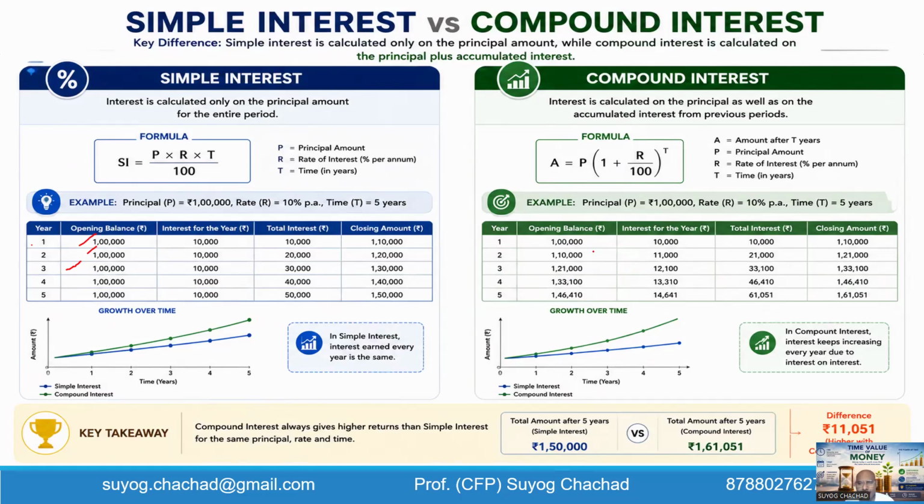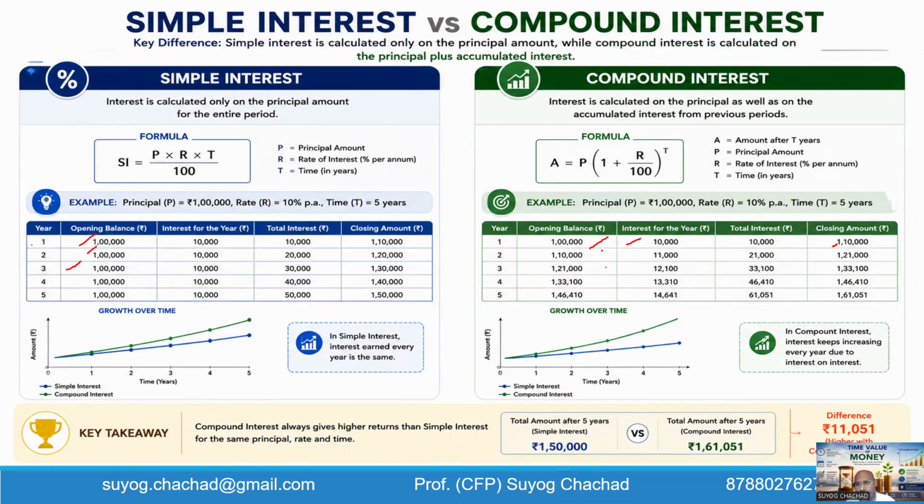First year it's the same, that 10% interest is calculated as 10,000 rupees on 1 lakh. And then the new closing balance at the end of the first year, that is 1 lakh plus 10,000, will be the opening balance for the second year. So here we are getting interest on interest. Okay, that you need to understand.